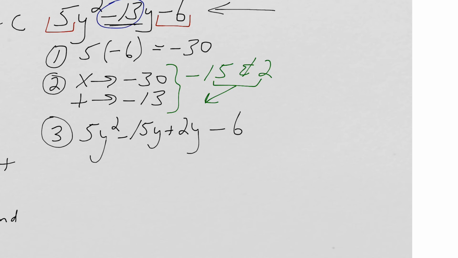All right, now, what if you'd put the 2 first and then the negative 15y next? Actually, it would not matter. You would actually end up getting the same answer. You can even try that if you want to.